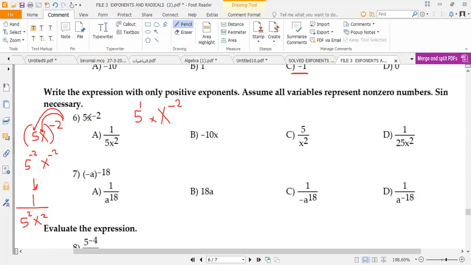But the question is without bracket, okay? So it will be 5 to the power of 1 times x to the power of -2. I think now it's clear for you. I think you can solve it. Yeah, just give me a minute.